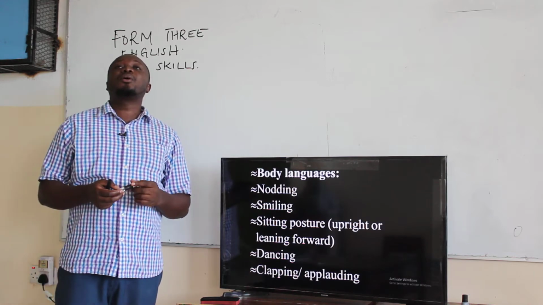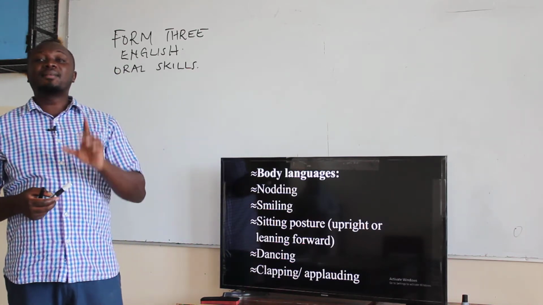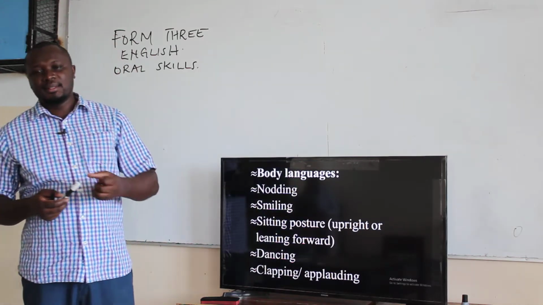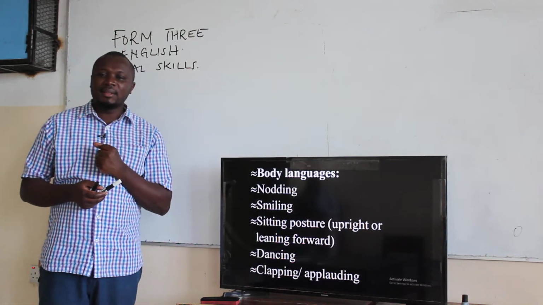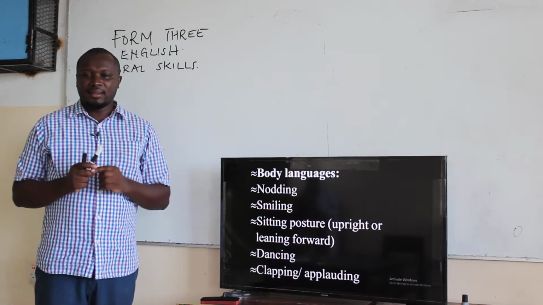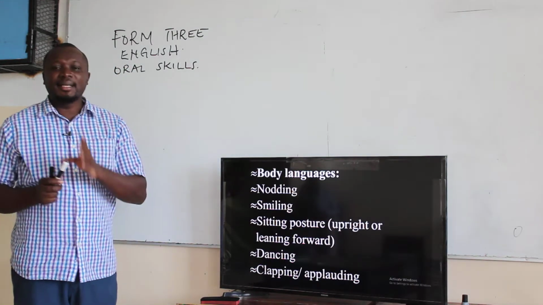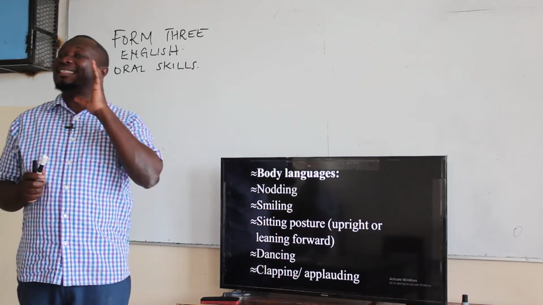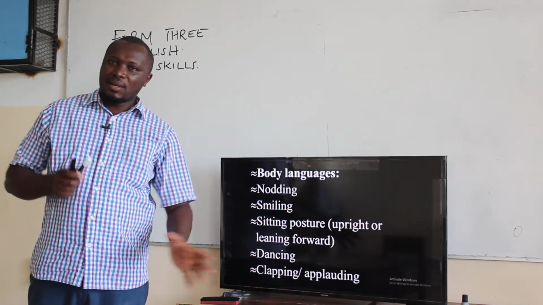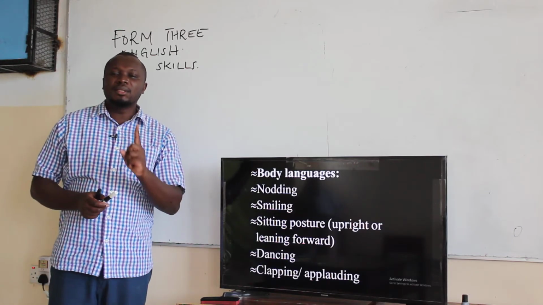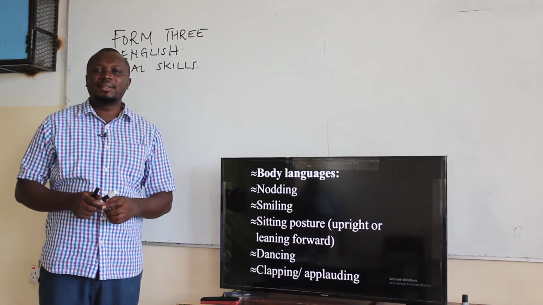1, there's something we call nodding. Nodding is a form of body language. Smiling. Smiling is a form of body language. Sitting posture. For example, you have upright posture or leaning forward. That's a form of body language. And it signifies several things, which I will look at later when we break this down. Sitting posture is a form of body language.